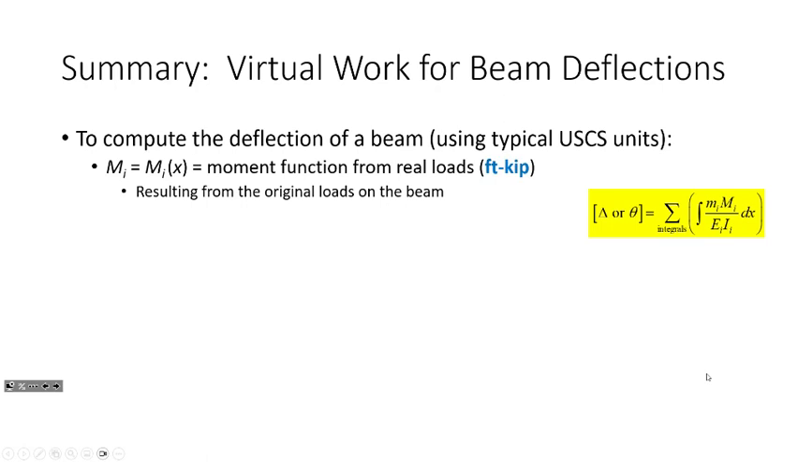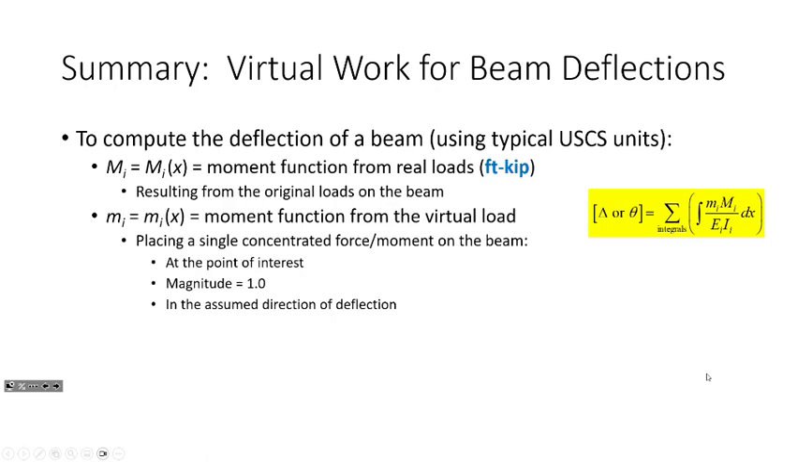So we have our moment functions. And we have moment functions from the real load, we have moment functions from the virtual load. And don't worry, we're not going to have a homework assignment on this until next week because we need to take some time to digest all this and apply it. For those of you that are thinking, oh my goodness, there's all this calculus, don't worry, it's a lot easier than you would think. So we have a set of real moment functions and we have a set of virtual moment functions. Where do our virtual moment functions come from? We kick all the loads off the structure, we place a single load at the point of interest, with a magnitude of 1 in the assumed direction of the displacement.